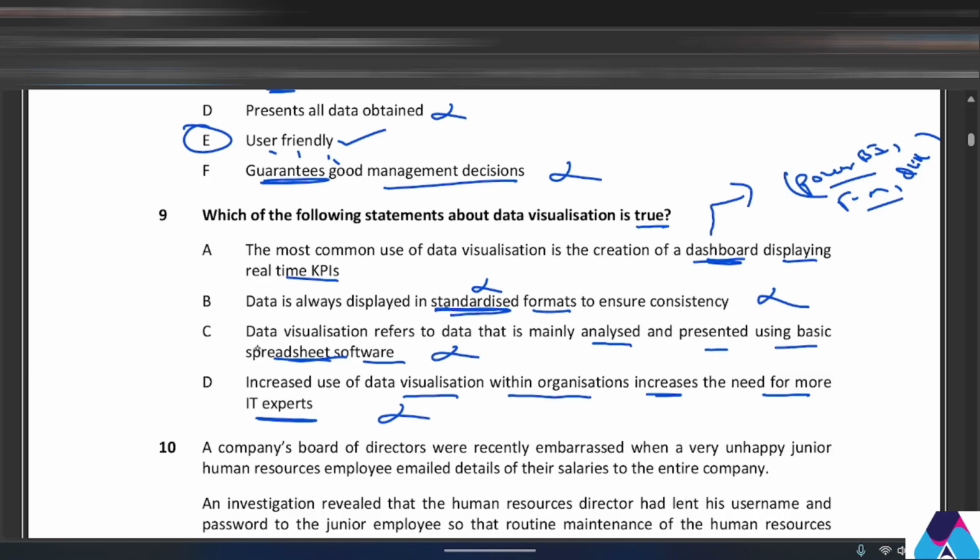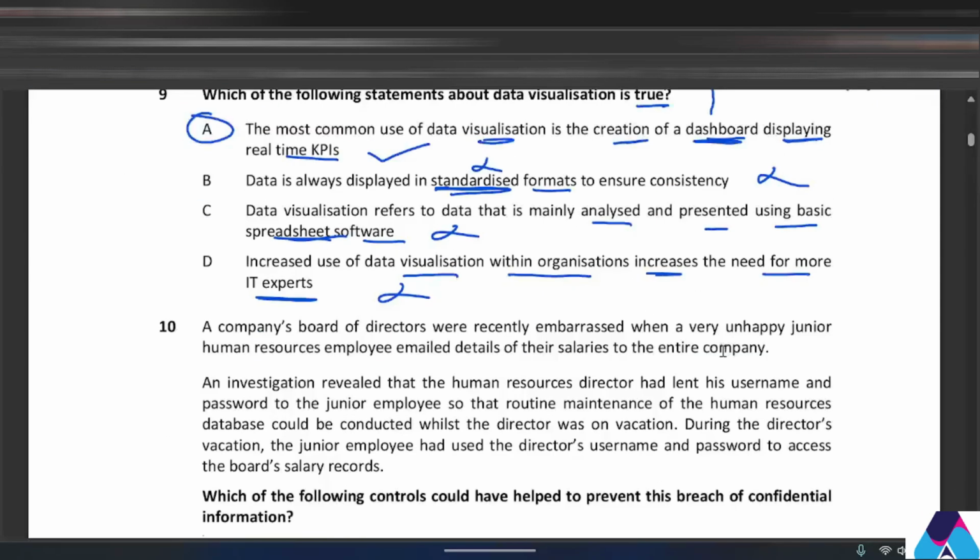So this is wrong. And with that, the only answer that we get is part A by the elimination method, right? Because we eliminated all these three options. And let's read A again. It says the most common use of data visualization is the creation of a dashboard displaying real-time KPIs. So that is correct. The most common use of data visualization that is taken is the creation of a dashboard. Okay. So this is correct. Moving on to question number 10.